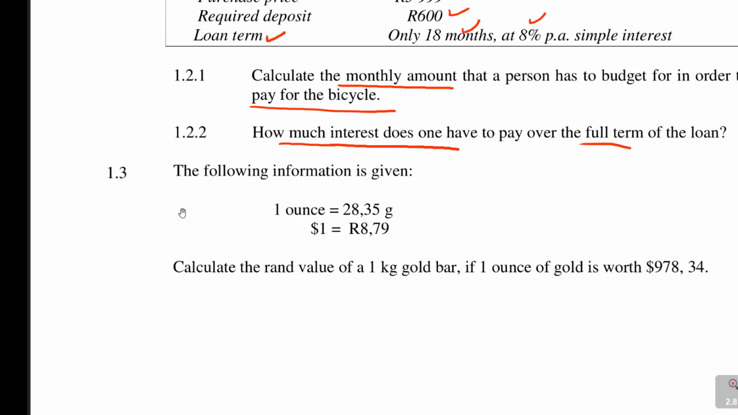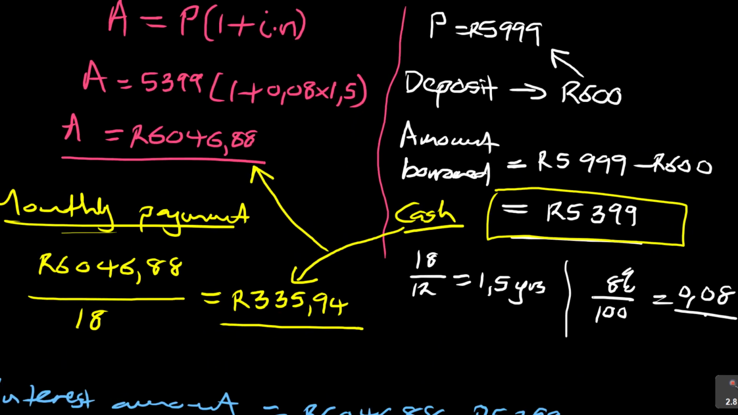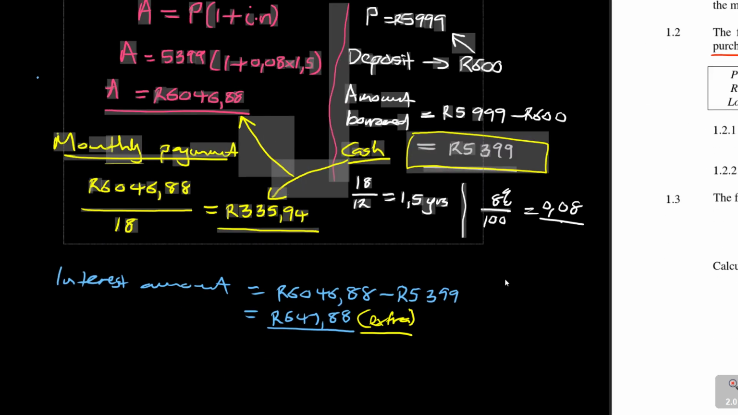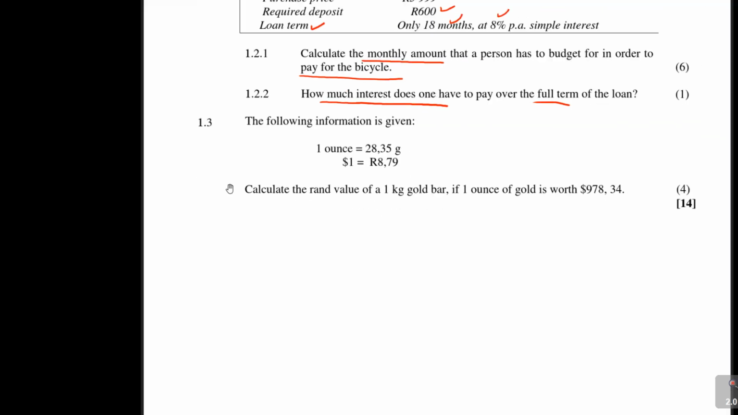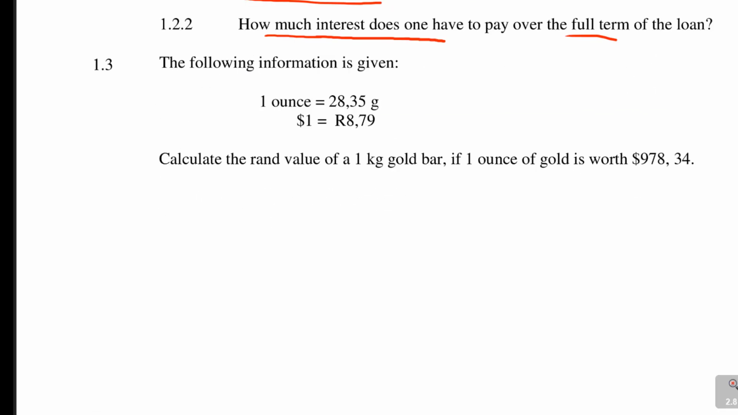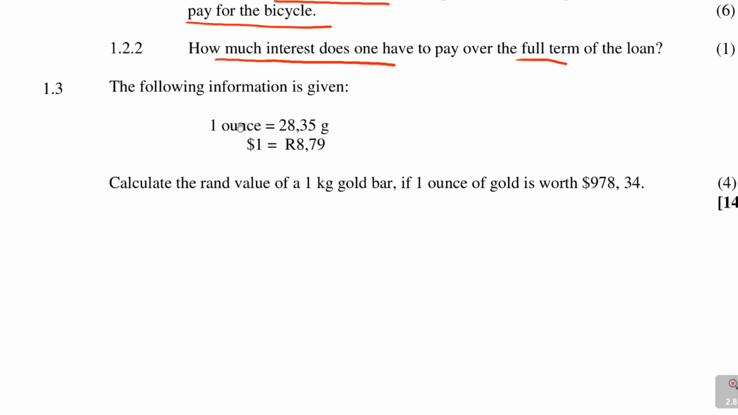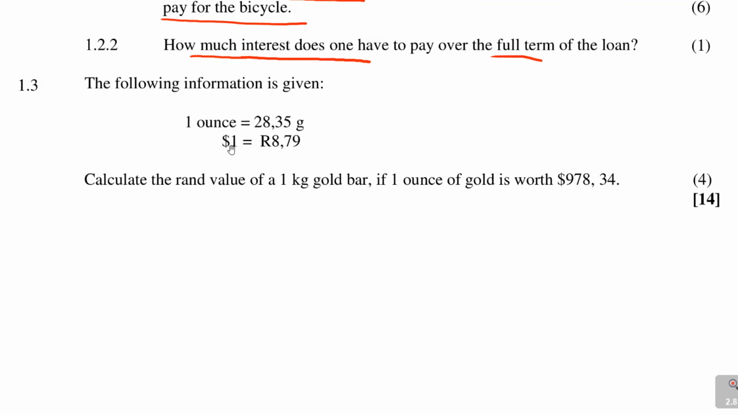Okay, lastly, let me take this off and we try to work on the next question here. It's an interesting question, so I just want to clear up some space here. All right, so what is it about? It says the following information is given. 1 ounce is this amount of grams, so the conversion between an ounce and grams. And then there is the rate here for $1, US dollar in this case, I think it is equal to 8.79 rand.